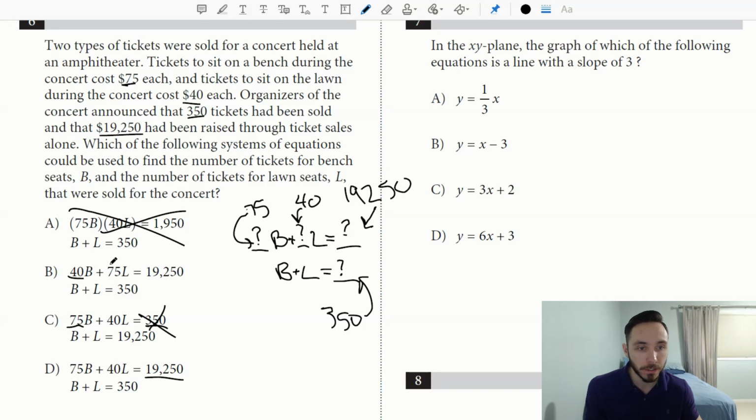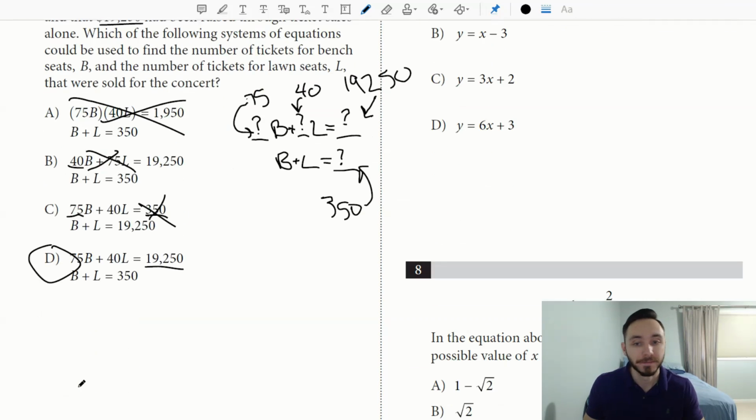Here, what do they do wrong? They switched the 40 and the 75 up. So obviously that's not right. They just didn't read it right. They associated the wrong numbers with the wrong descriptors. Here we just have D as our final choice. We have 75B plus 40L is equal to that 19,250. And then total attendance, B plus L is equal to 350.